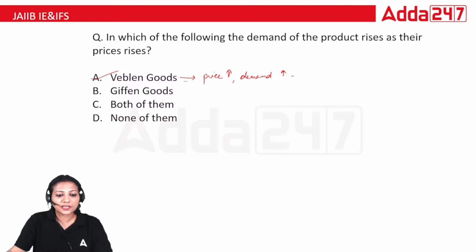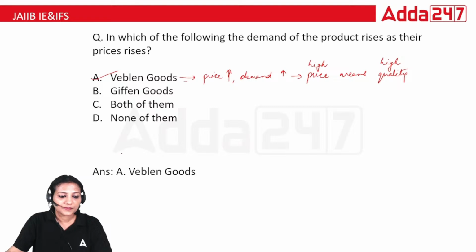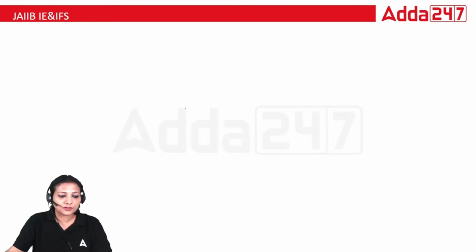And what is the reason for this? Because we assume that high price means high quality. That is why when prices of Veblen goods rise, demand will also rise. So the right answer is A, Veblen goods.